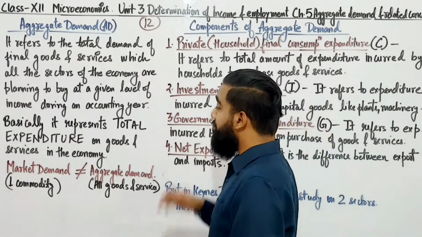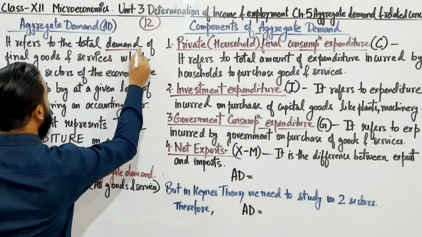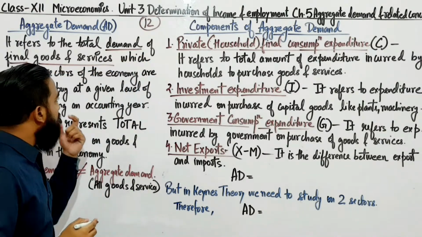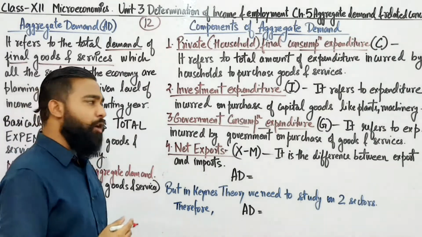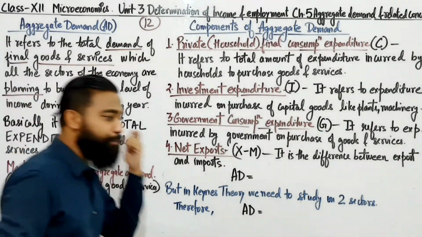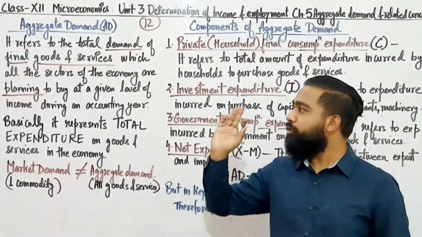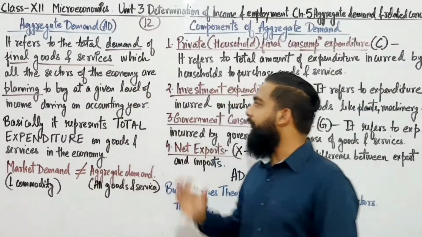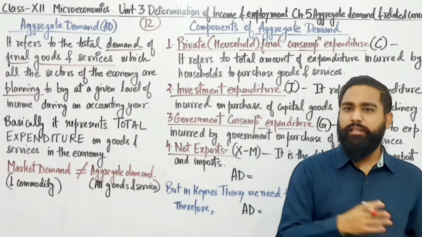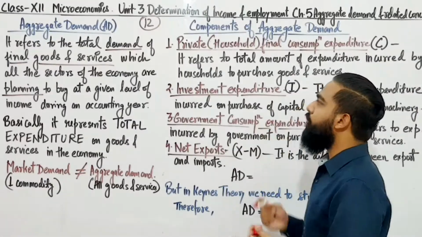Now what is aggregate demand? It refers to the total demand for final goods and services which all the sectors of the economy are planning. The key term is planning. They are not actually buying it, they are planning to buy at a given level of income, whatever their level of income is during an accounting year. So this is your aggregate demand.